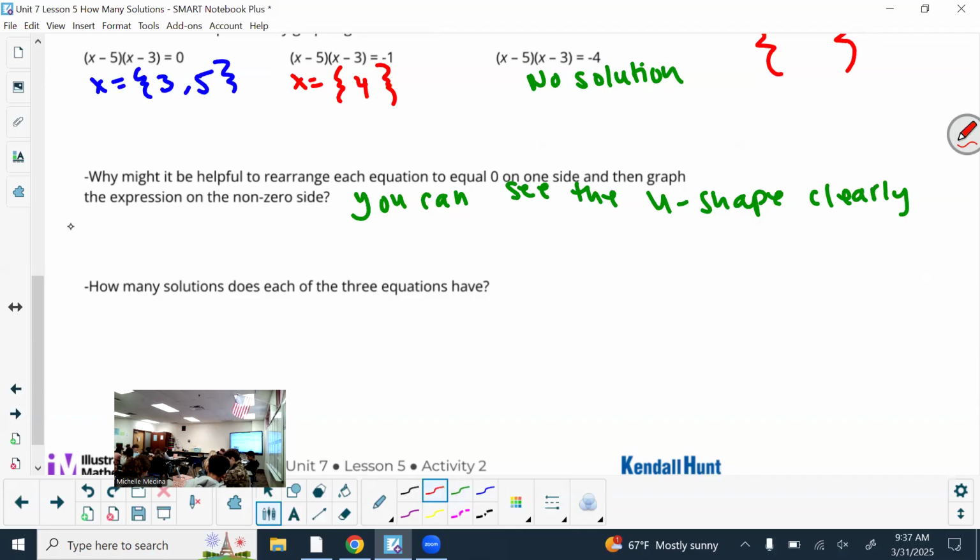So that one was already set equal to 0. Let's look at the second equation. How can I make this right side become 0?